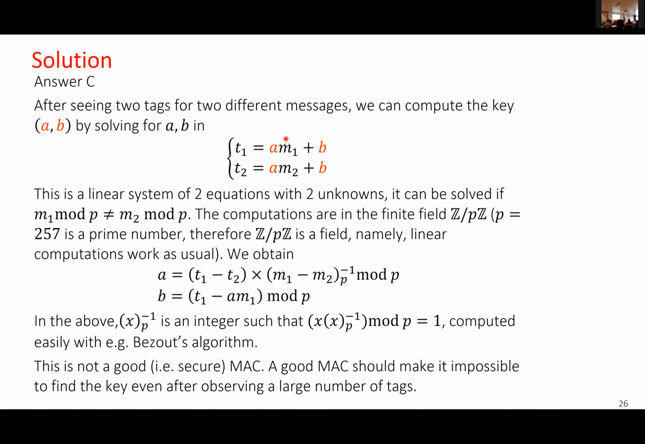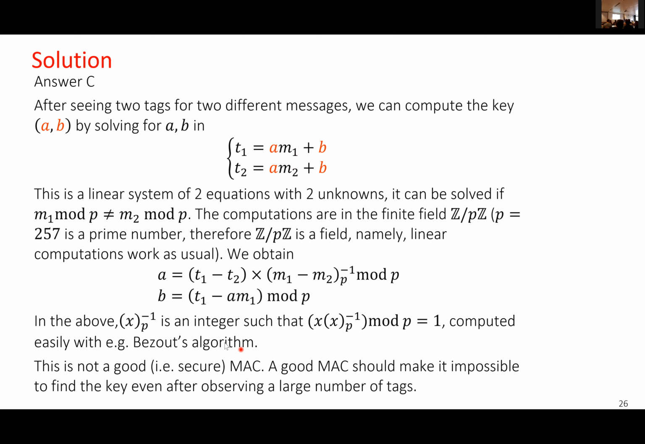Now you need to be lucky. You need that M1 and M2 are invertible modulo P. That means they are not equal modulo P. And by doing this computation, which you can do very easily in Python or MATLAB, you will obtain A and B.